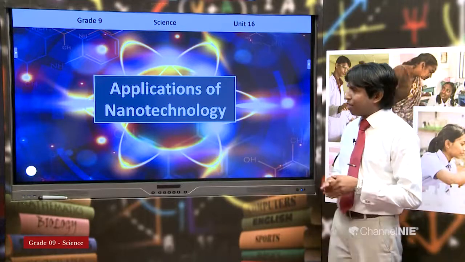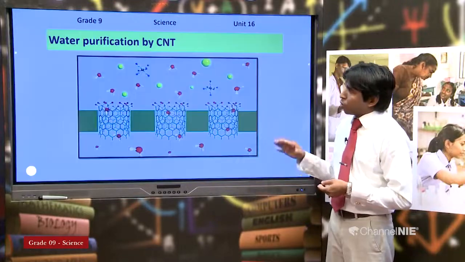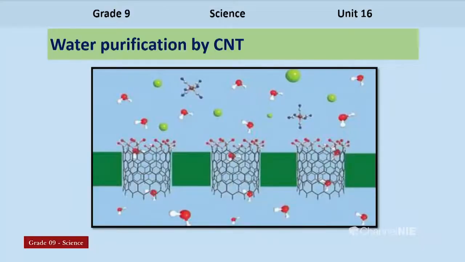Let us see the other applications of nanoscience and nanotechnology. Number 1, water purification by CNT. CNT means carbon nanotube. One of the most important applications is water purification. You can see the nano diameter, and the red and white balls represent water molecules. Only water molecules can pass through the carbon nanotube, but not other particles.